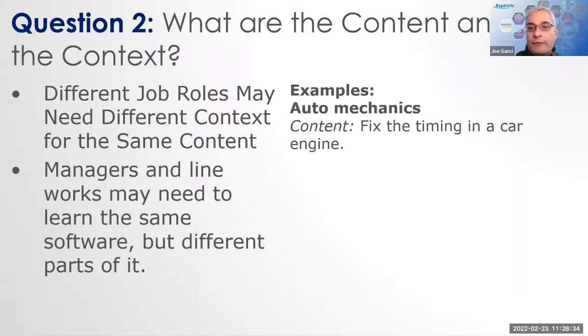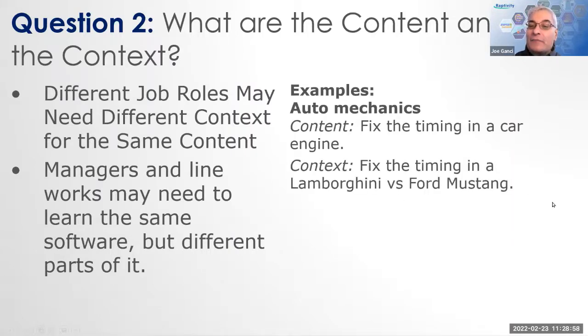So 2 quick examples. You might have auto mechanics, okay? You're training them to fix the timing in a car engine. The timing has to be good, otherwise it can make the engine run too fast, too slow. So fixing the timing in a car engine, which I'm not even sure is necessary with today's cars because I haven't heard of it for a while, but it used to be. The context might be, for instance, how to fix the timing in a Lamborghini versus a Ford Mustang versus, say, a Hyundai or a Honda or any other car.